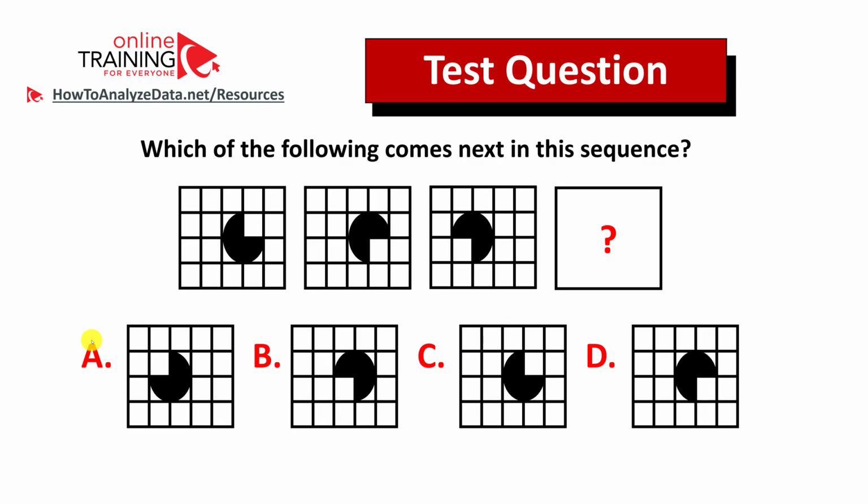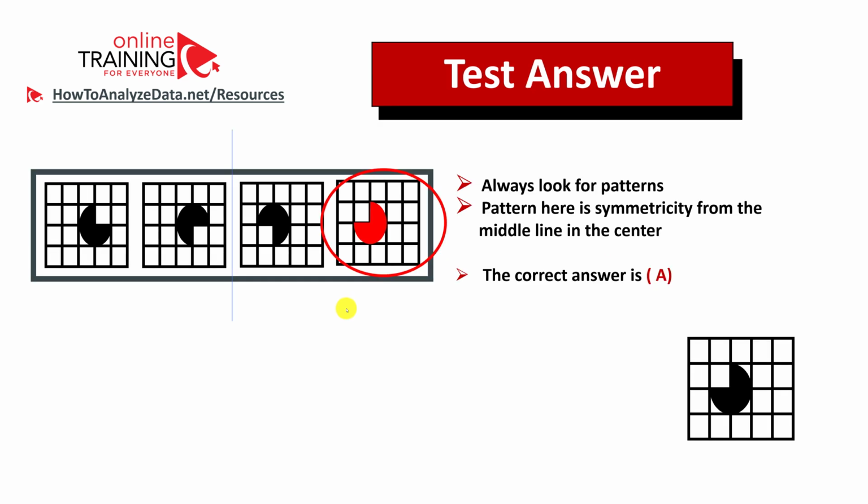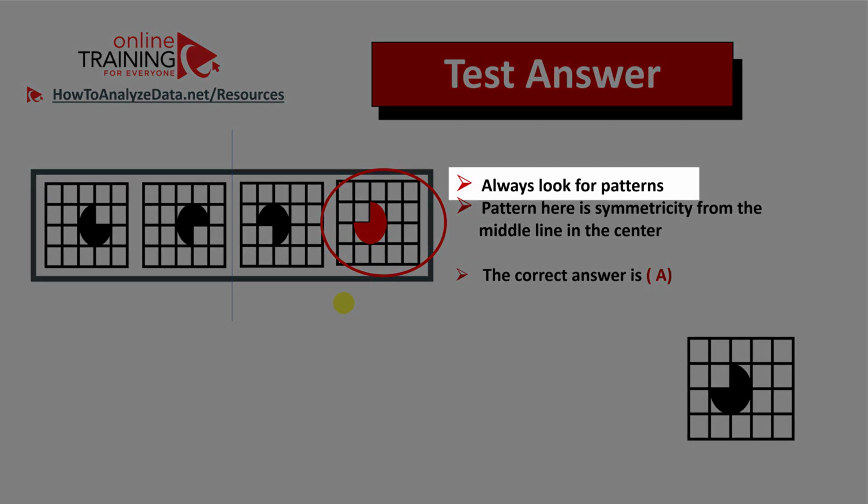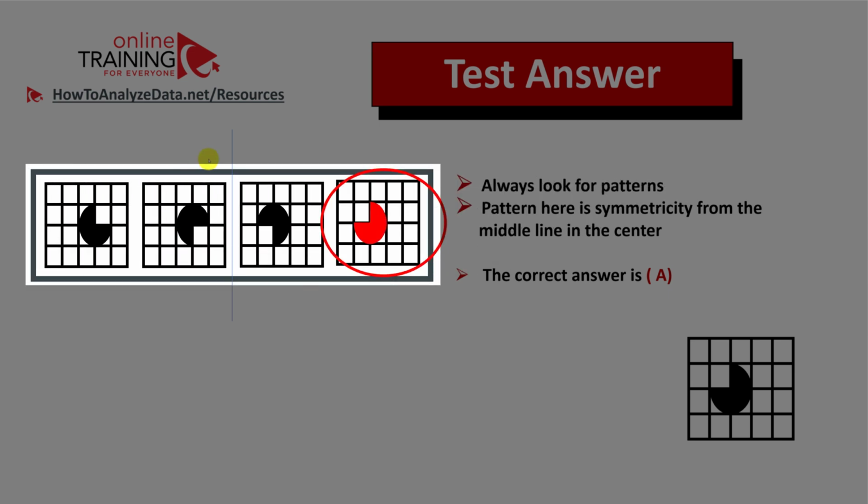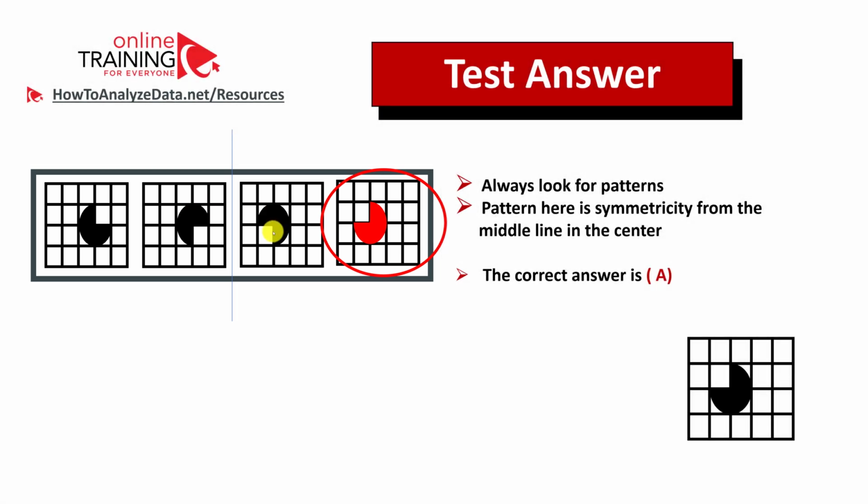Did you figure out the answer? Let's continue to see how we can get to the correct solution together. As usual, my advice is always the same. Always look for patterns. And here the pattern is symmetry. You see, if we draw a line in the middle, you can see that the shapes, the pie pieces, are symmetrical. You see the pie in the first square, which mirrors the pie in the last square, because the pies in the second and third squares are also mirrored. Hopefully you've nailed this question and now know how to answer similar problems in the test.